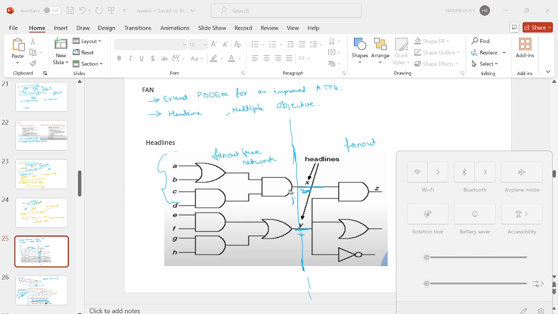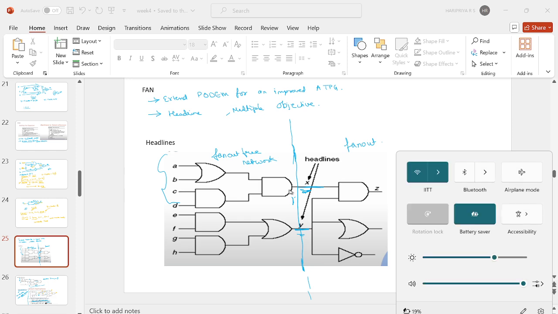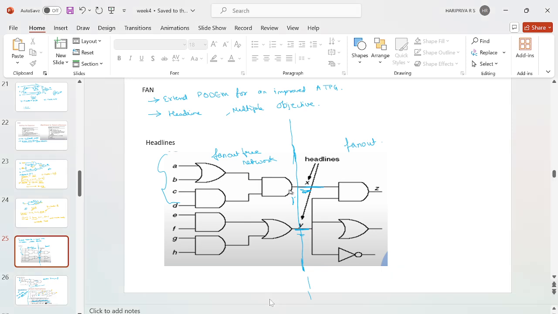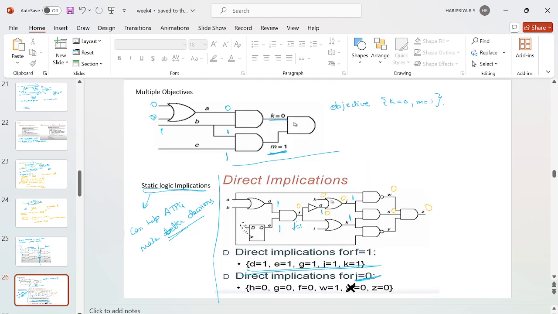The FAN algorithm is similar to the PODEM algorithm, but we use the concept of headlines, where the headline is a node, say node X. Before that, all the circuits were combinational circuits, which are fan-out free circuits. So we will be justifying till these headlines, and at the objectives we will consider multiple objectives so that we can avoid conflicts.